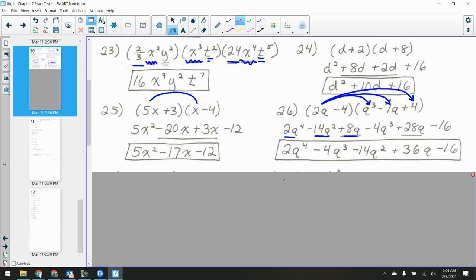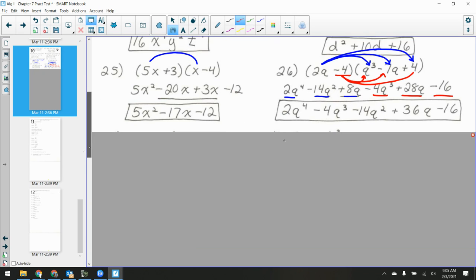And then I'm going to take negative 4 times q to the third to get negative 4q to the third. Negative 4 times negative 7 to get a positive 28q. Negative 4 times positive 4 to get a negative 16. And then I combine like terms. Combining the like terms should not be that difficult. It's the multiplying in which is difficult. So I have 2q to the fourth minus 4q to the third minus 14q squared. The only thing to combine is the 8q and the 28q to get a 36q, and then minus 16.